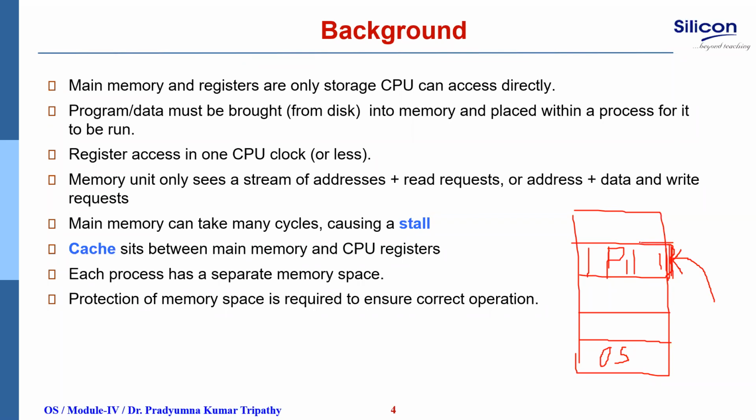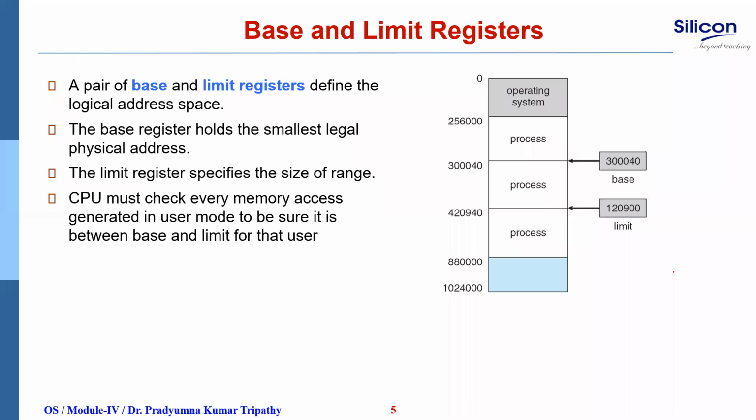Correct? This is the process, right? If I want to access the process for any read or write operation, then I must generate an address between a fixed range for correct operation. So you can see over here.